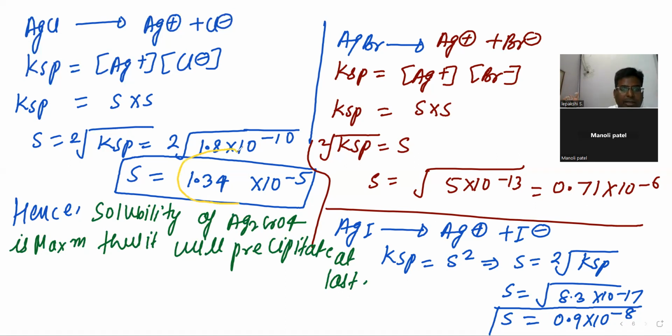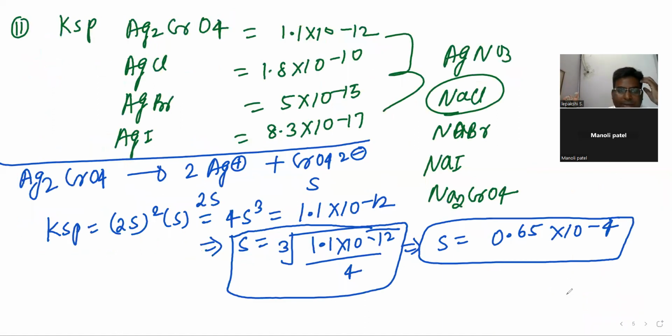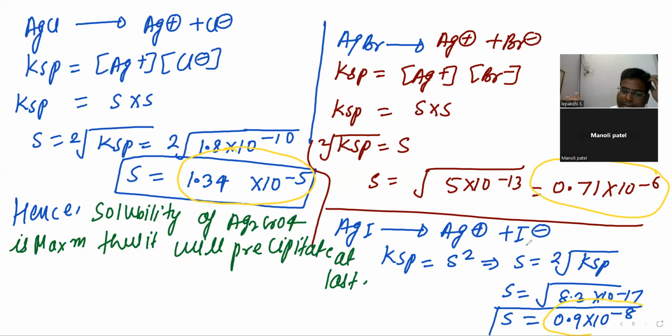You can also observe the values. This is 10^-5, this is 10^-6, and this is 10^-8. When the power is more negative, the value is less. In the previous slide, for Ag2CrO4 the value is more, so it will precipitate last. Please write the answer.